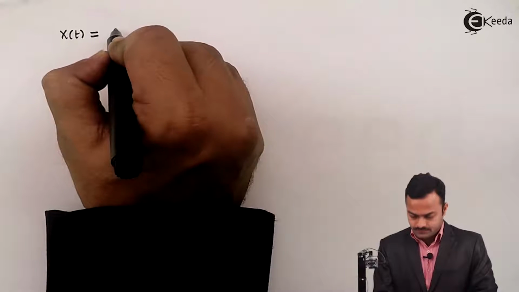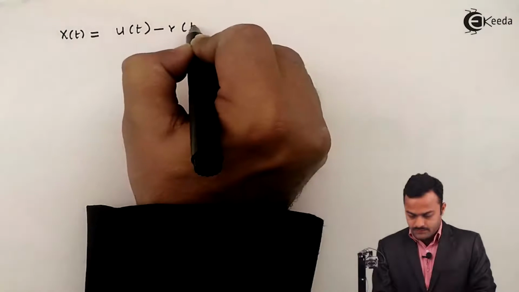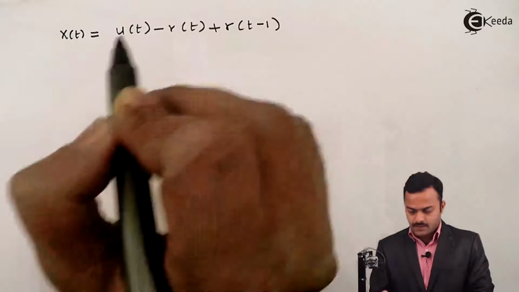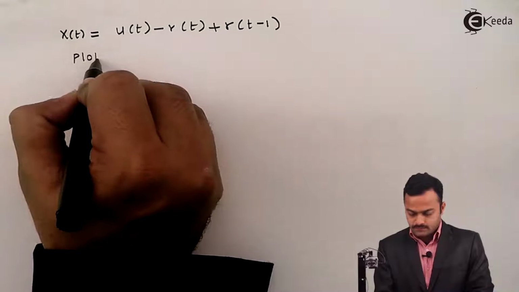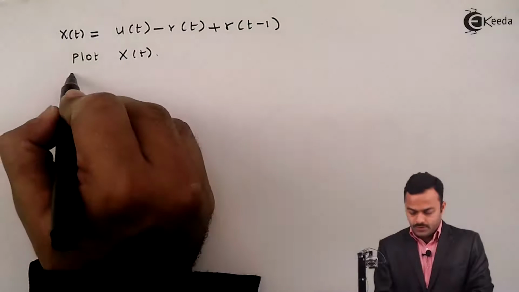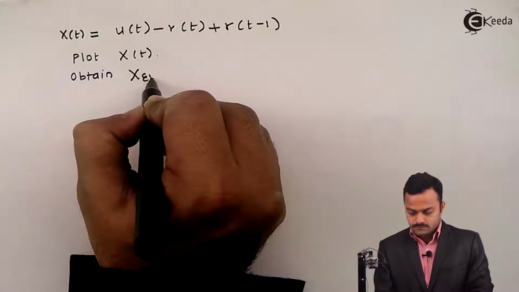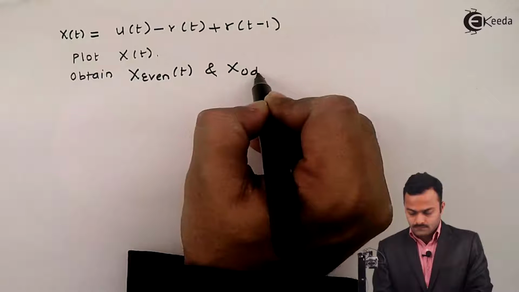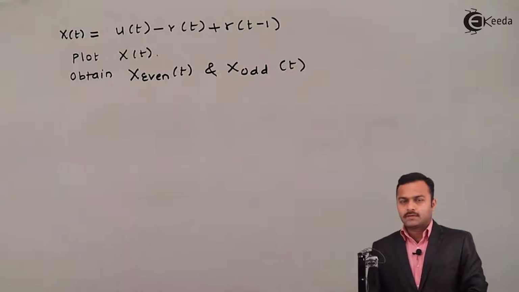x of t equals u of t minus r of t plus r of t minus 1. For this, we need to plot x of t, and after plotting, we need to obtain the even and odd parts. So let's see how to plot the signal x of t.